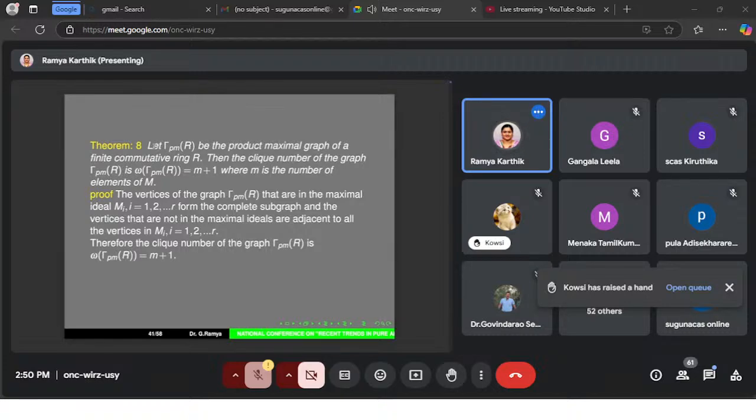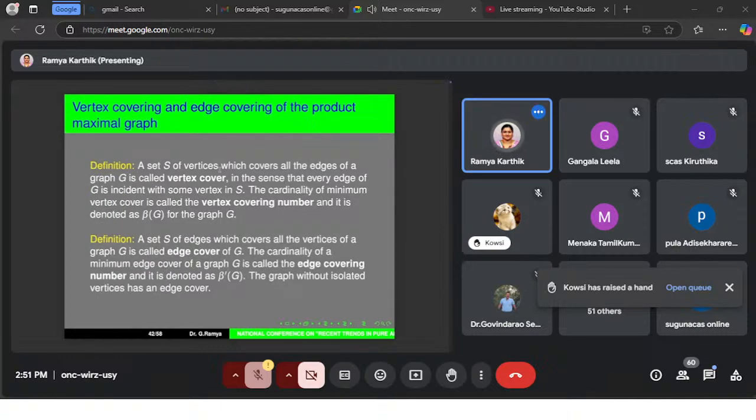So here m, you have to prove that the set of all elements in the maximal ideal forms a complete subgraph. So m. What is this plus 1? You have to consider one vertex from outside the maximal ideal. Obviously, a vertex outside the maximal ideal is adjacent to every element in the maximal ideal. So obviously it forms a complete graph.